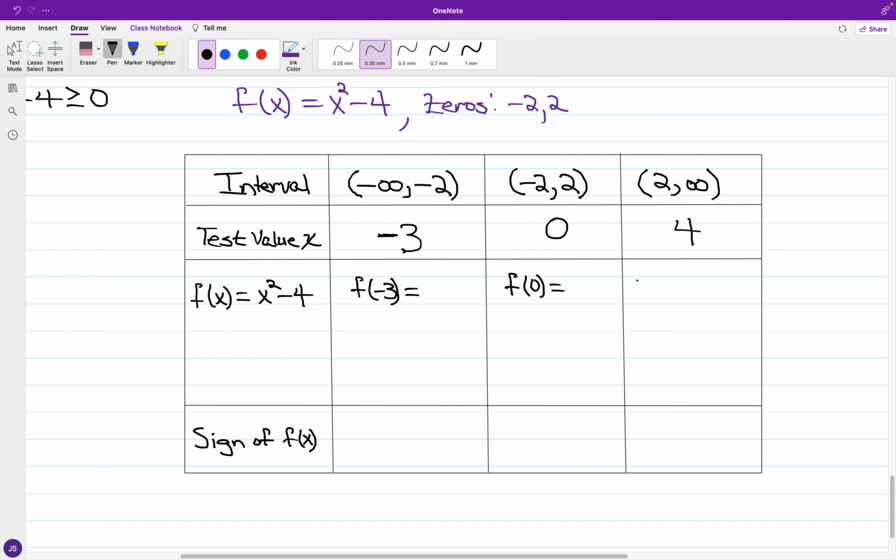As well as f of 0 and also f of 4. Okay, so these are the selected x values. We're just going to work with those. So for f of -3, we have x squared minus 4, so you have -3 squared minus 4. Now -3 squared is going to be a +9. 9 minus 4, okay, this will come out to a +5.